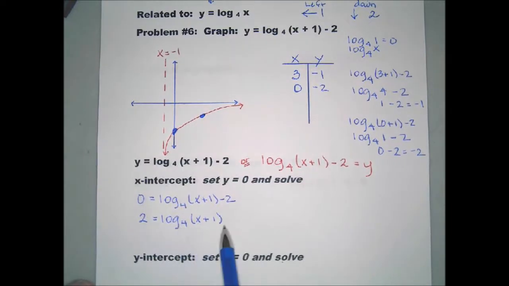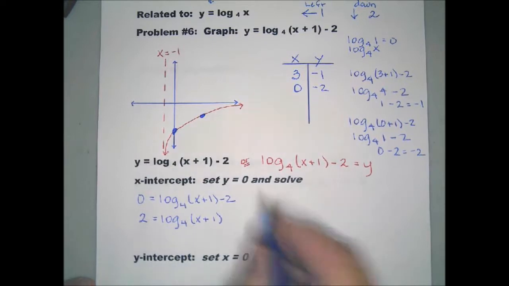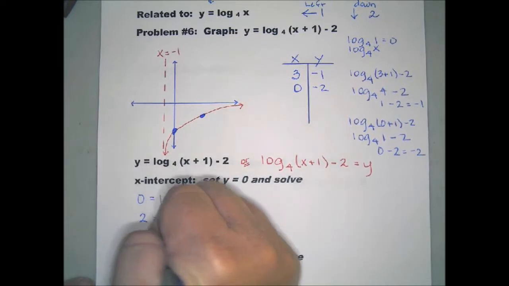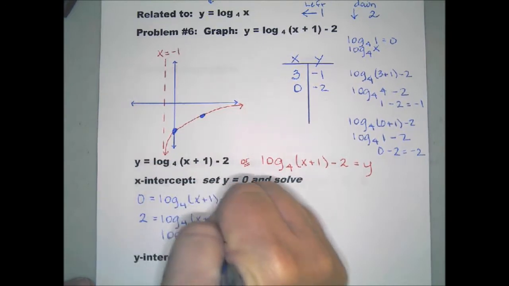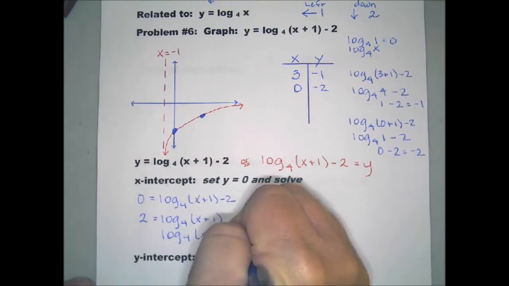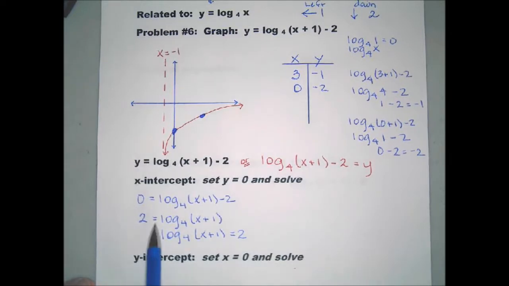Now, you might be wondering, what do I do next? I'll bet you anything if I flipped these two things to their opposite sides, you would know. So think of it like this: log base 4 of (x plus 1) equals 2. So just put the equals 2 over here on this side. And now you have an equation that's written with a single log.